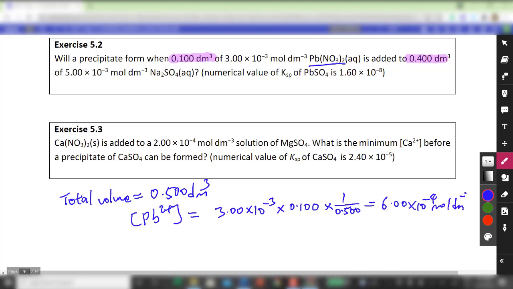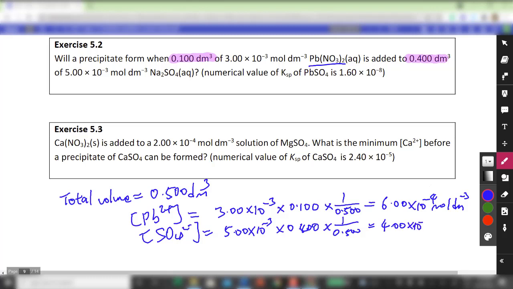I'll do the same thing for sulfates. For sulfate, it will be 5.00 times 10 to the power minus 3. Then I will find out the number of moles from the volume, and then scale it to 500 because that's the new volume. From here, I'm going to get 4.00 times 10 to the power of minus 3 moles per dm cube.